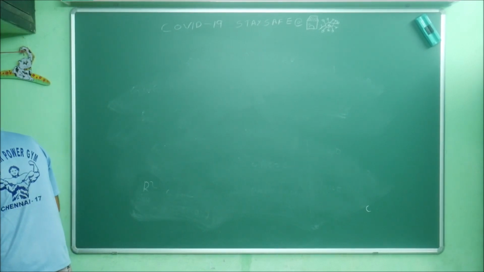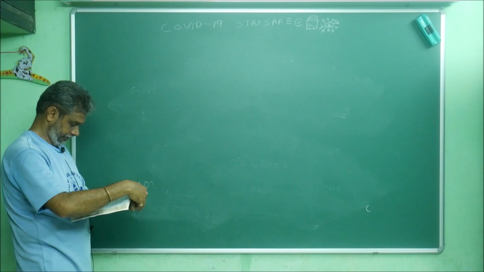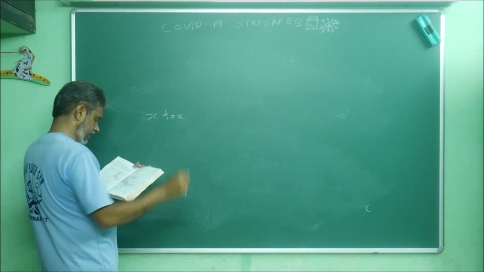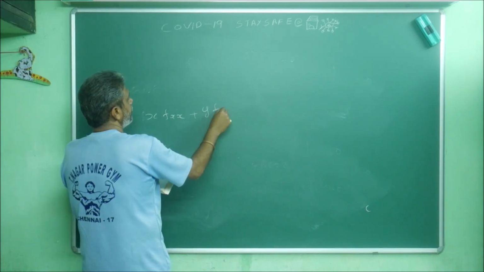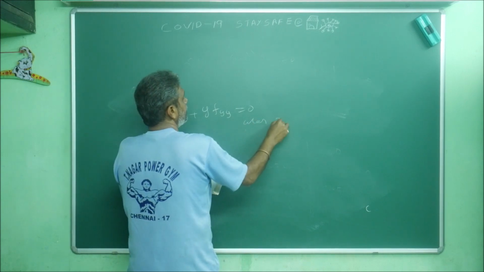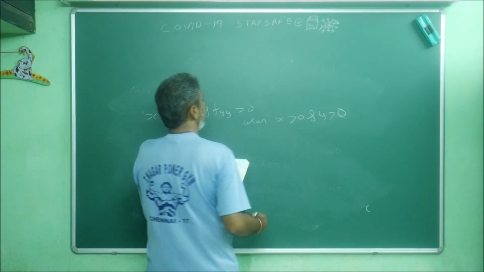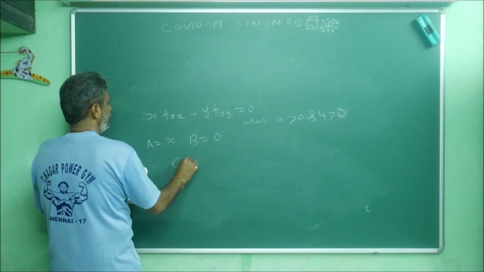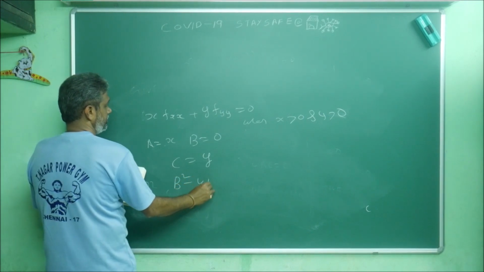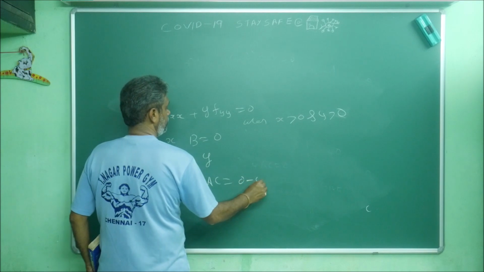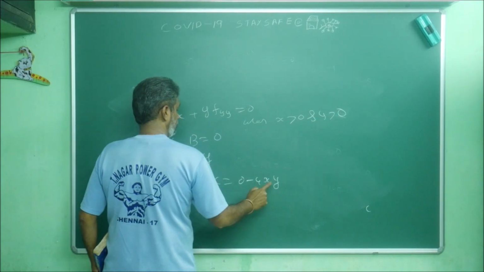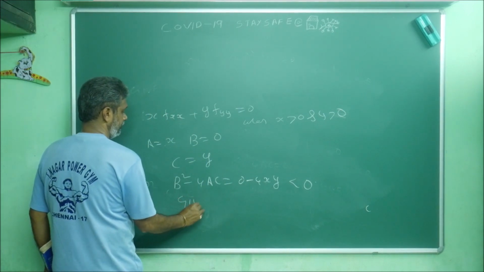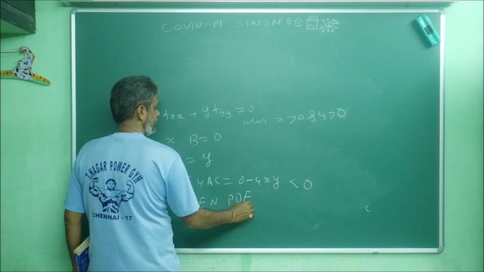Now we can do some simple problems. This is x fxx, these all are nature of the PDE they will ask, plus y fyy is equal to 0, where x greater than 0 and y greater than 0. X is running from 0 to infinity, y also running from 0 to infinity. Here a is equal to x, b is equal to 0, c is equal to y. Now b square minus 4ac is 0 minus 4xy. Your x is also a positive value, y also a positive value, positive into positive is positive. Because of this minus, the total value is less than 0, whatever may be the x and y value. So the given PDE, less than 0 means elliptic.